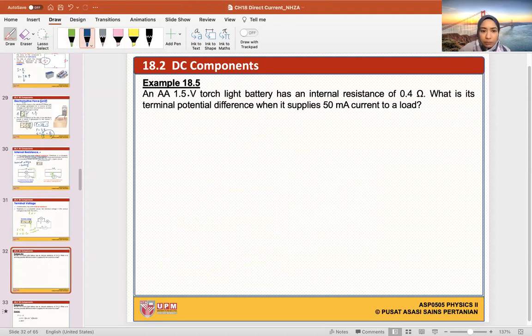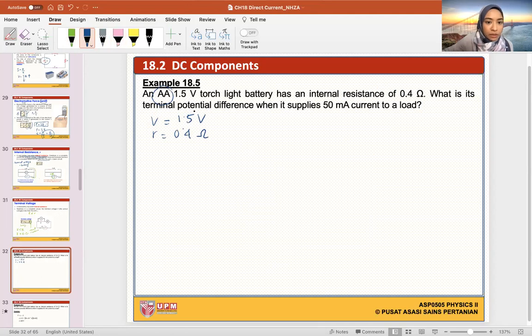An AA 1.5 volt torchlight. What does AA mean? A 1.5 volt torchlight battery. Oh, it's a battery, sorry. So this is your battery, AA, and it has an internal resistance of 0.4 ohms. And your EMF is 1.5 volt. What is its terminal potential difference?